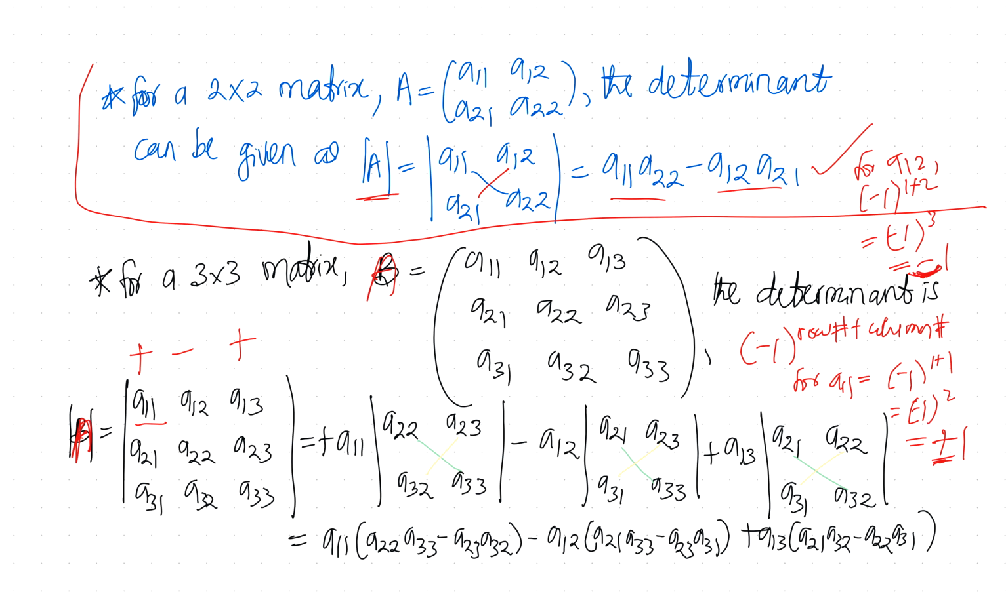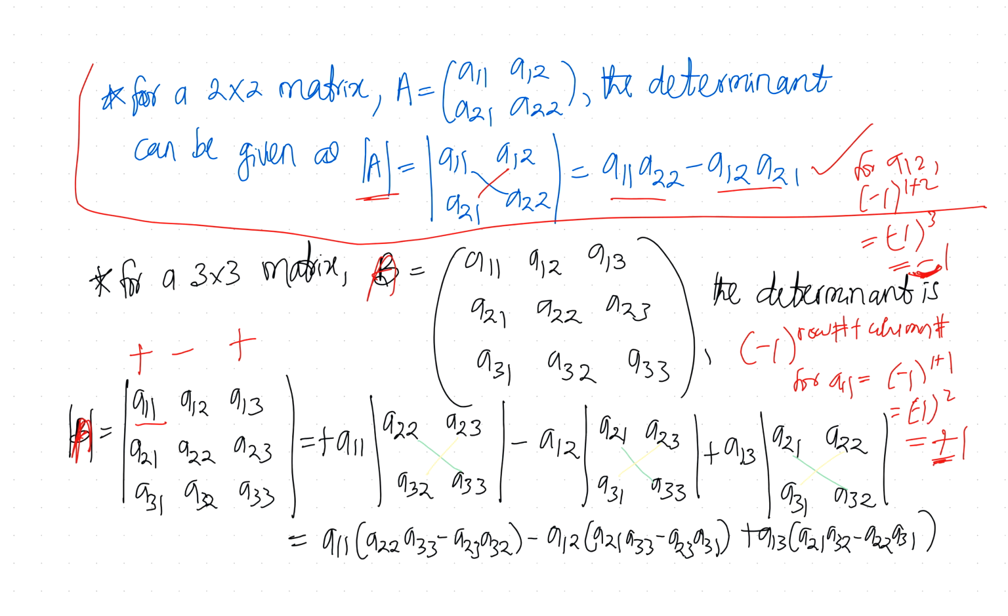So I mean, you don't have to do this every time. You just know that the first one is 1, 1, so that's plus. And once it is plus, it will keep alternating to the right and downwards. So you have plus minus plus for the top. And then since you have plus minus plus there, it means that the next row is going to be minus plus minus.